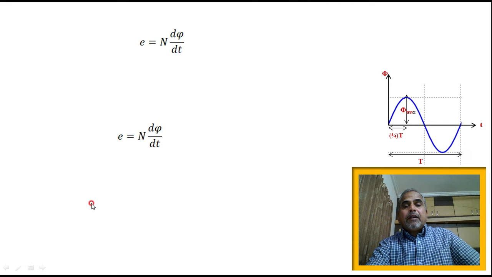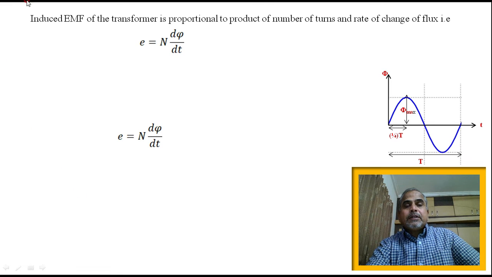Now we know that according to Faraday's laws of electromagnetic induction, the magnitude of the induced voltage is given by the rate of change of flux. For the transformer, the induced EMF is proportional to the product of the number of turns and the rate of change of flux. That is, N is the number of turns linking with the conductors, and the rate of change of flux gives the magnitude of the induced voltage.